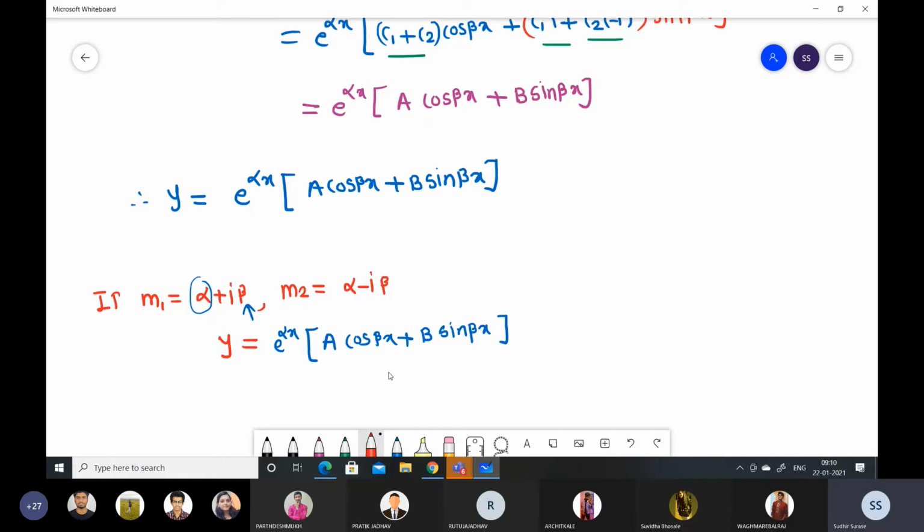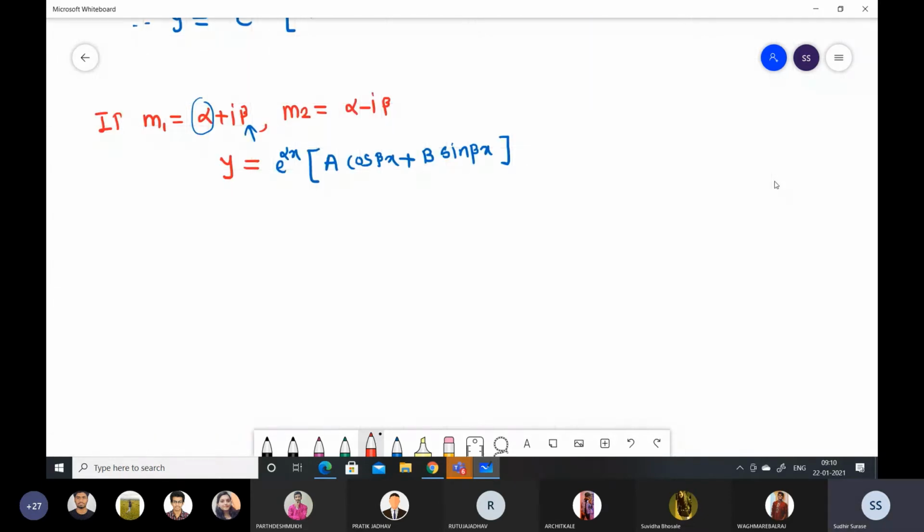Let me give you one example and then we'll solve it. Example: solve D square plus 2 D plus 5 times y is equal to 0. Our process is very simple. We need to consider the auxiliary equation and find its roots.